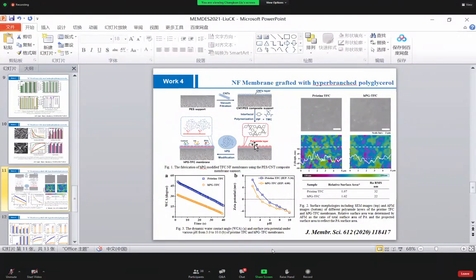And when the skin layer is formed, we functionalize the skin layer with the hyperbranched polyglycerol, the HPG, to produce nanofiltration membranes. We carried out the AFM test and found that the surface roughness is lower after this modification, indicating good anti-fouling performance. The water contact angle also shows a significant decrease, and a faster decrease with the increase of time, while the zeta potential also shows a steady decrease.